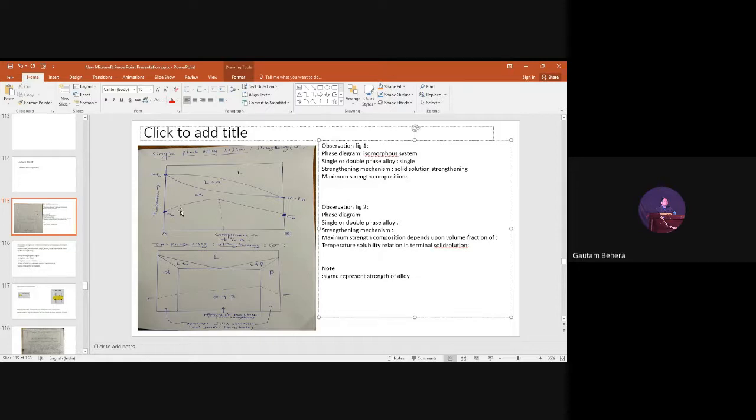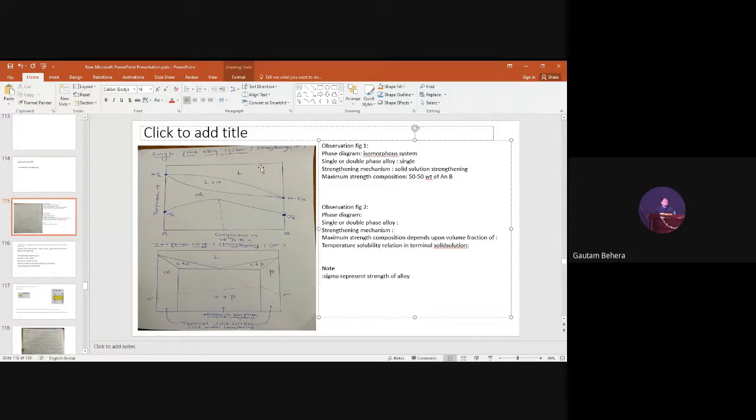Can you figure it out? See, this sigma is nothing but the strength. This curve is showing you the strength. So the maximum strength composition will be... Just look at the figure and tell me. 50%. Yes, nearly 50-50. Very good. 50-50 weight percent of A and B.